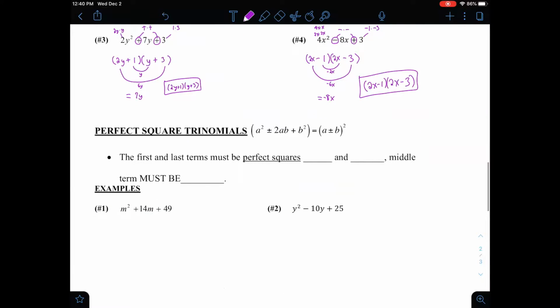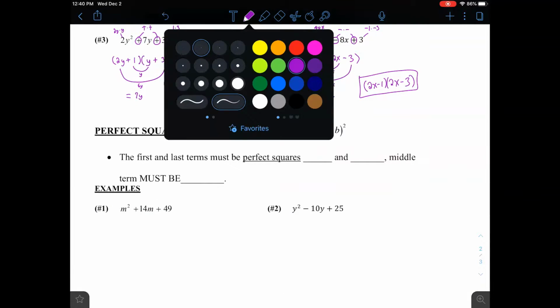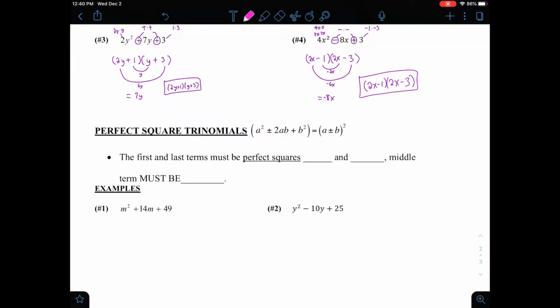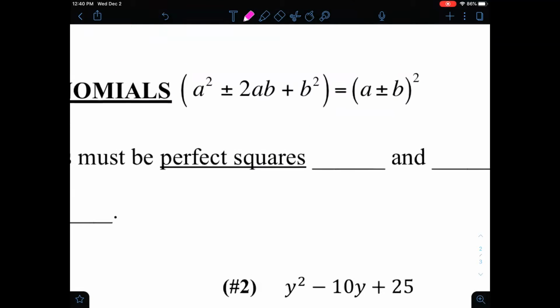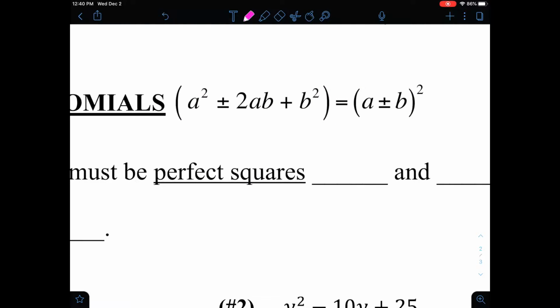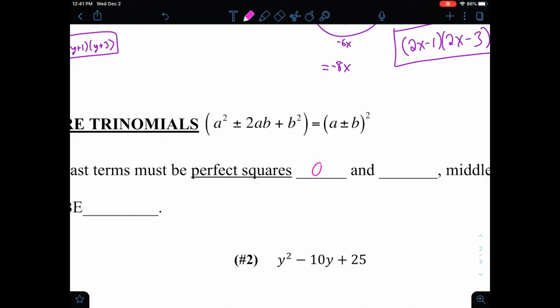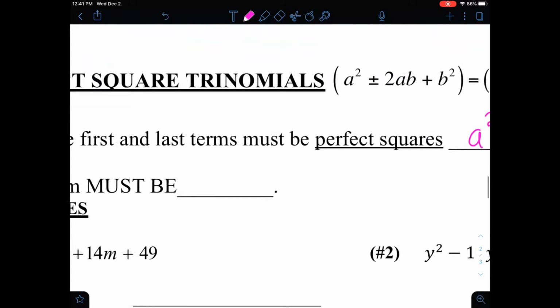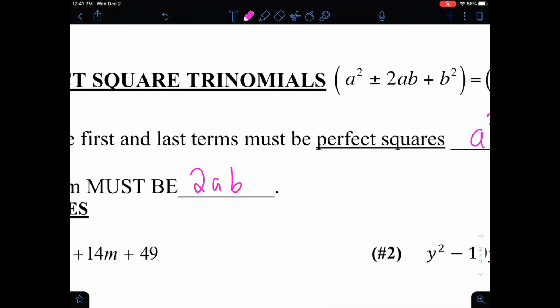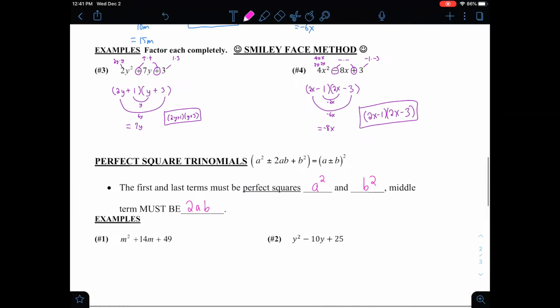All right, sounds good. Perfect square trinomials now. Perfect square trinomials have the form a squared plus or minus 2ab plus b squared, which is going to equal a plus b all squared, or a minus b all squared. So the first and last terms must be perfect squares, which are a squared and b squared, and the middle term must be 2ab, or double ab multiplied together.